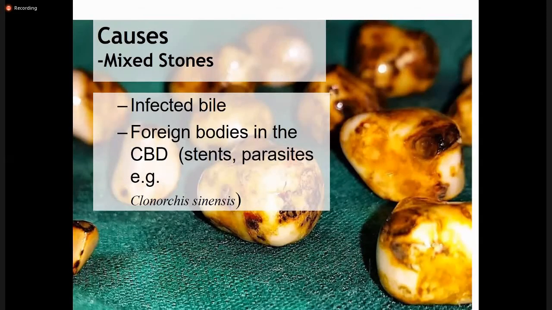So something about mixed stones. The mixed stones are again formed because of infected bile, because either they are forming pigment stones or they are forming mixed stones. They are almost comparatively the same. As I told earlier, it is the composition of the calcium palmitate or calcium stearate that makes the color difference. So the precipitating cause might be the same thing. It may be infected bile, foreign bodies in the common bile duct such as stents, or parasites, as we have discussed earlier on.